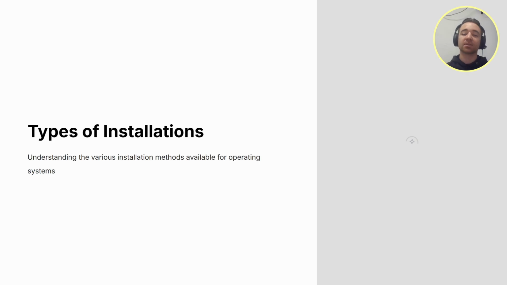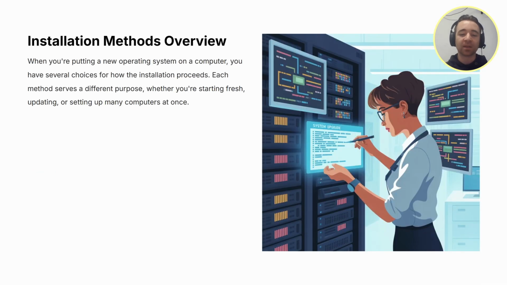Now, the next thing we need to know about is the different types of installations. So there's different types and different ways you can actually install our operating system depending on your goals. We need to know about the difference between these different types. So each method serves a different purpose, whether you're starting all the way from fresh, scratching everything, starting again, whether you're updating your system or whether you're setting up more than one computer at once will dictate which one you want to go with. And we'll talk about how we make that decision now.